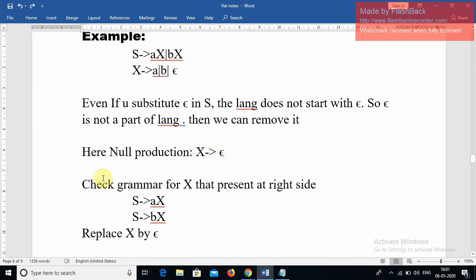Here we have a null production x to epsilon. So we have to check the grammar wherever x is present in the right hand side. If you see the production rules, capital X is actually present in s to ax and bx. So we have to replace those by epsilon.